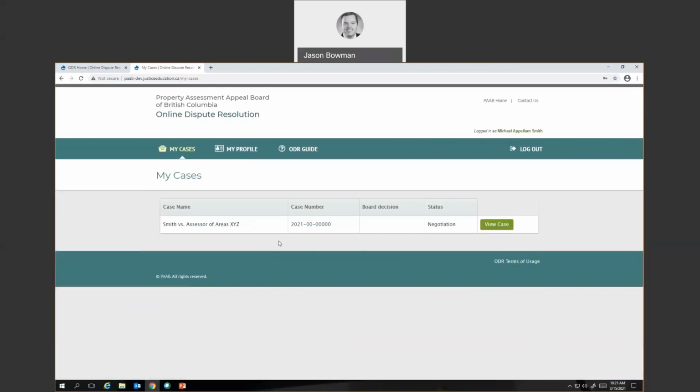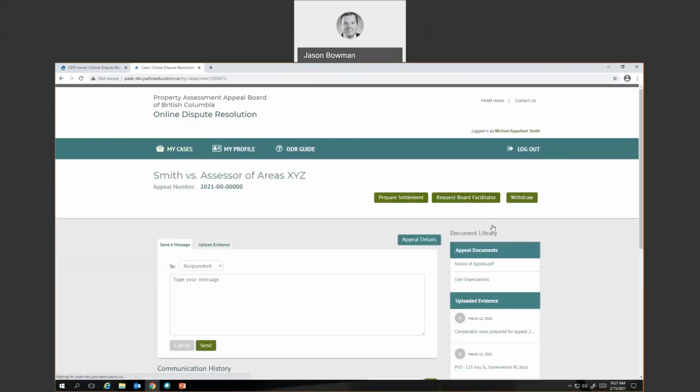So when you initially log in, your cases will come up. For BC Assessment, obviously you'd have several cases that would show up. Most property owners will only have one appeal, but if you did have multiple appeals, they would show up here. And then you can just select your appeal by clicking on View Case. And so this is the main page that you arrive on once you log in. And this is kind of the home page that you'll keep coming back to.